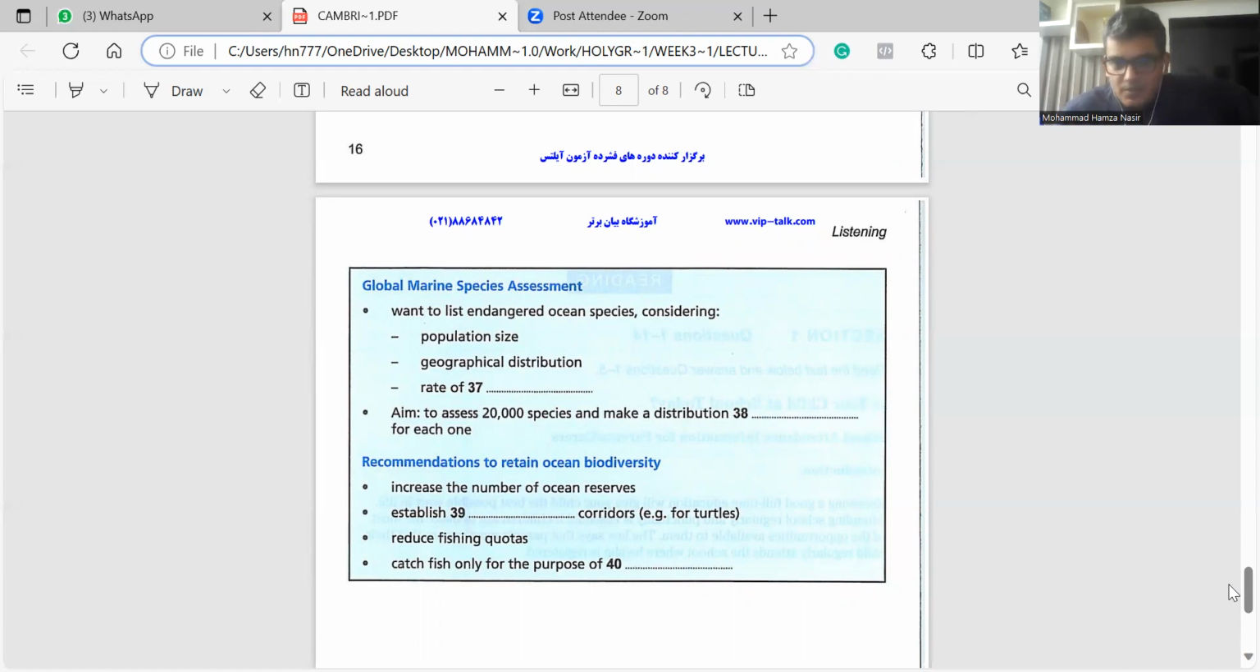Then the final subheading is going to be regarding question 39 and 40. That is recommendations to retain ocean biodiversity. So establish dash corridors for turtles. So corridors and turtles is going to be a keyword, and another keyword is going to be catch fish for the purpose of so and so. So this is how you incorporate the checklist practically when you are doing the test.